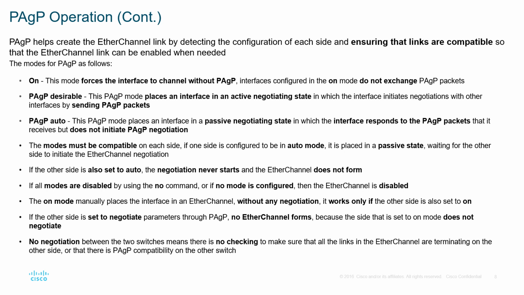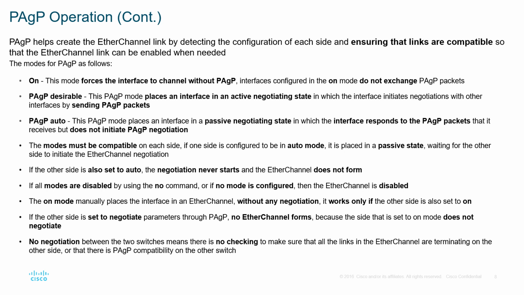PAgP desirable. This mode places an interface into an active negotiating state in which the interface initiates negotiations with other interfaces by sending those PAgP packets. PAgP auto. This mode is going to place an interface in a passive negotiating state in which the interface will respond to PAgP packets that it receives, but it will not initiate a PAgP negotiation.